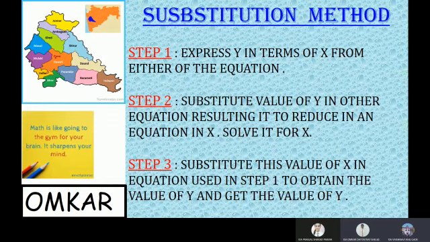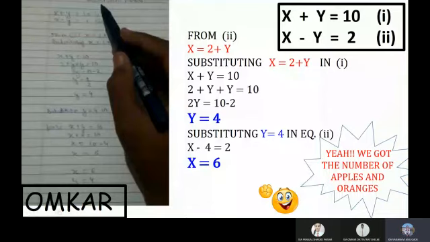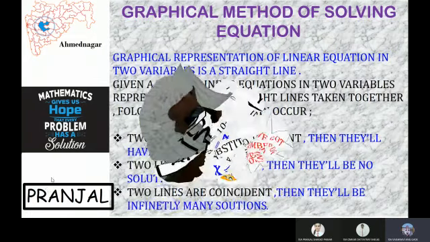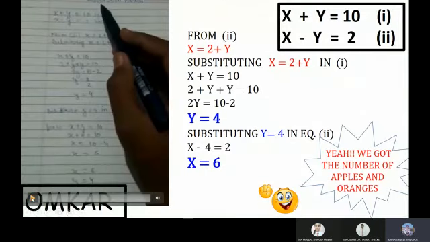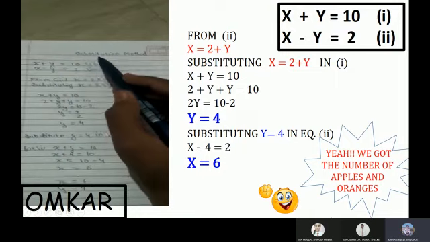Substitution method. Step 1: Express y in terms of x in either of the equations. Step 2: Substitute the value of y in the other equation, reducing it to an equation in x. Solve it for x. Step 3: Substitute this value of x in the equation used in step 1 to obtain the value of y. Solve the equation with the substitution method.